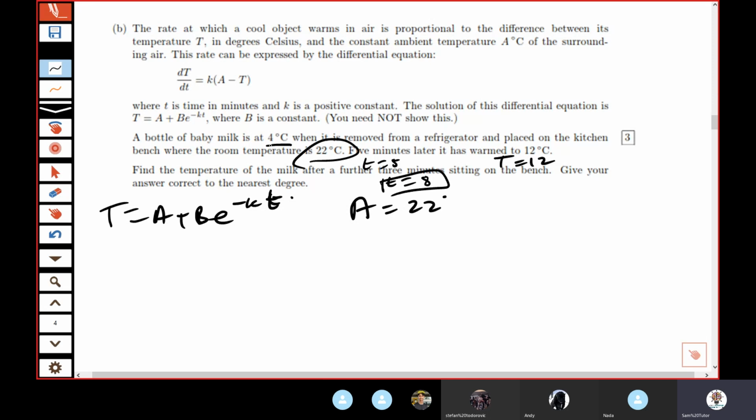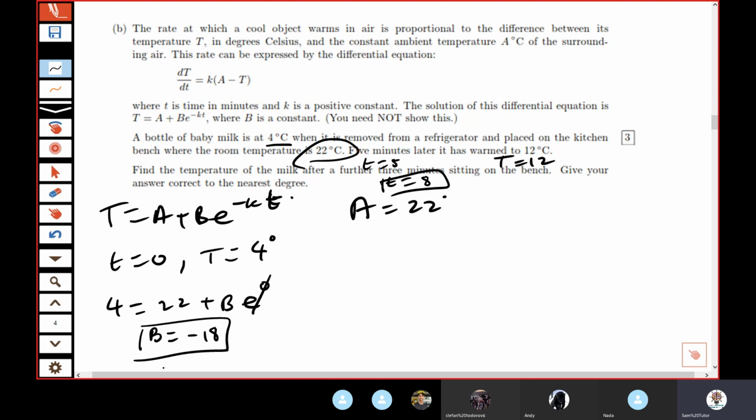Here we go. So when time is 0, temperature is equal to 4 degrees Celsius. Don't forget that. So 4 equals 22 plus B e to the 0. So B equals negative 18. Then our new equation becomes T equals 22 minus 18 e to the negative kt.